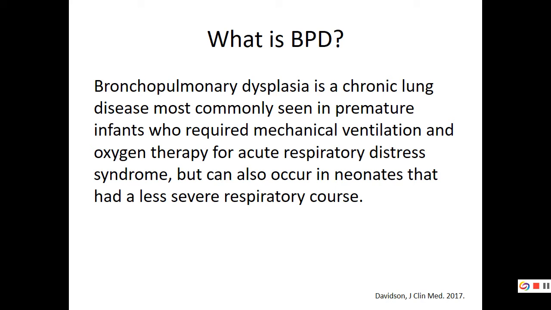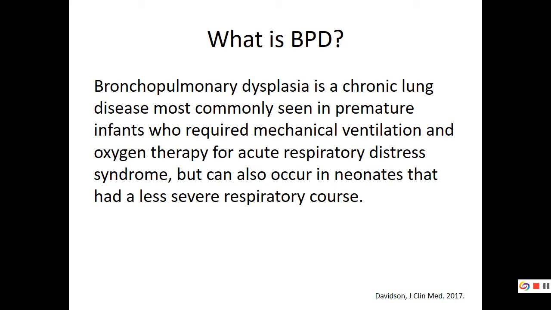So what is BPD? Bronchopulmonary dysplasia is a chronic lung disease most commonly seen in premature infants who required mechanical ventilation and oxygen therapy for acute respiratory distress syndrome, but can also occur in neonates that have had a less severe respiratory course. So this definition is very specific.